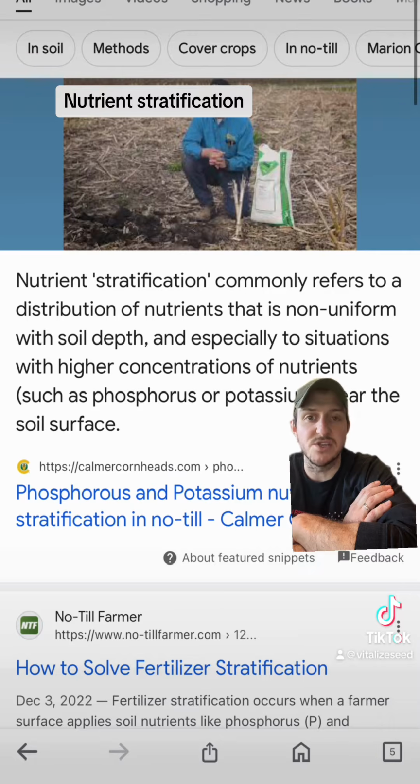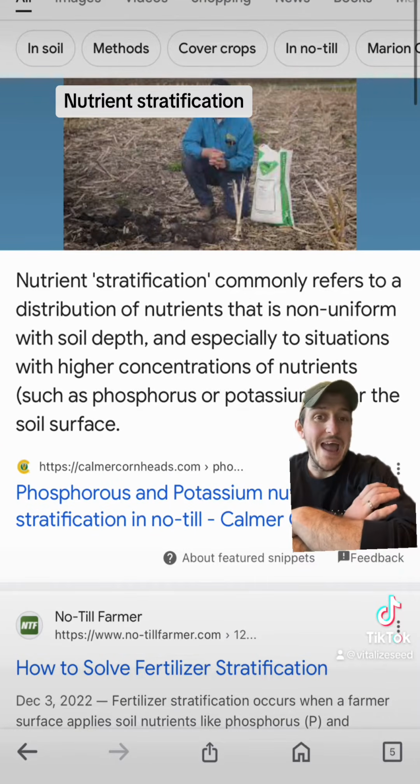Nutrient stratification commonly refers to the distribution of nutrients that is non-uniform. Often this term is used after broadcasting of fertilizer, specifically phosphorus and potassium, the two big macronutrients that we'll talk about. They are very immobile in the soil, and even if they do move, they tend to get bound up, especially phosphorus. Even if it is moving, I've heard some estimations that it moves 1/4 of an inch per year, but that doesn't mean that it's available.